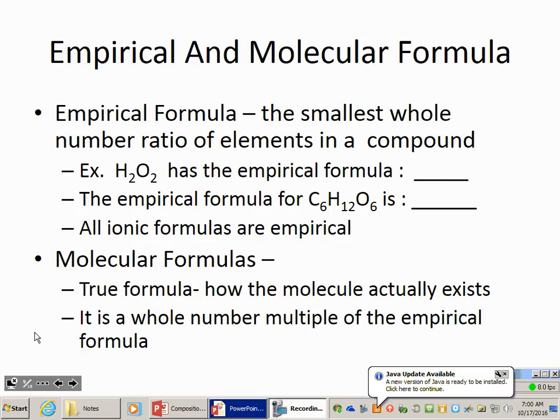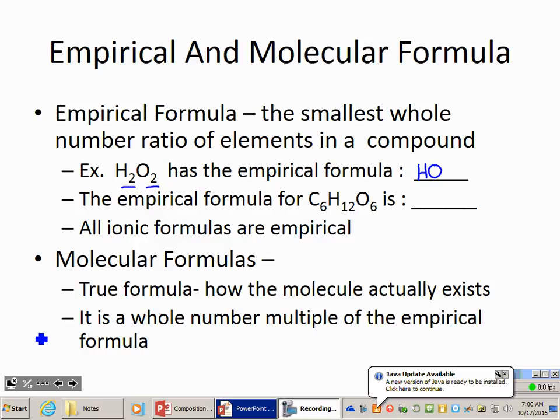So we can see here that there is the formula for hydrogen peroxide. That is a molecular formula because the subscripts that are in that compound can be reduced. 2 and 2 reduces to 1 and 1. So the empirical formula for hydrogen peroxide is HO.